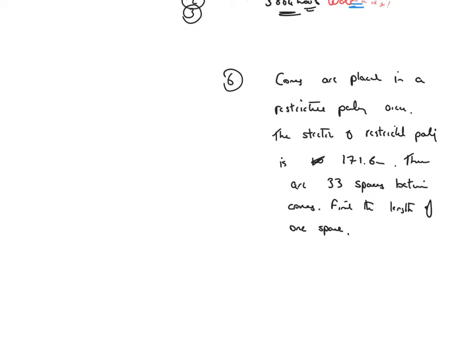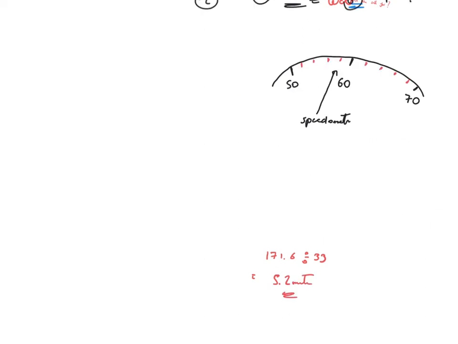Okay, so 33 spaces makes up the total length of the restriction, and we want to find just one space. So we need to divide that 171.6 into 33 bits. Let's put that into the calculator, and that will give me 5.2 metres. Make sure you include your units. Okay, question 7.